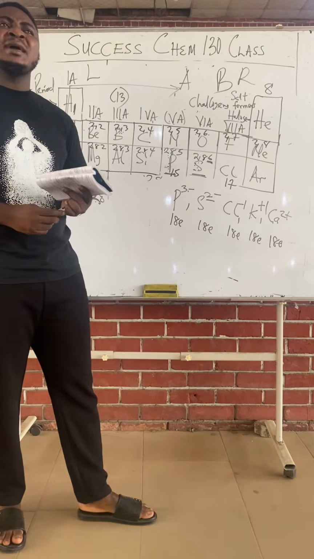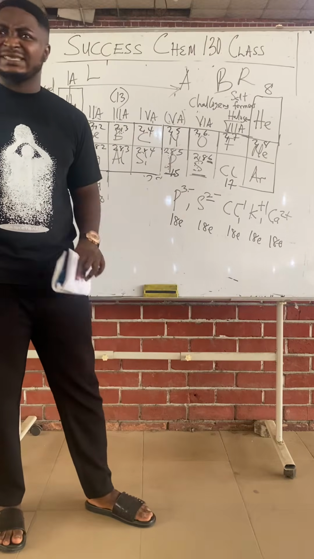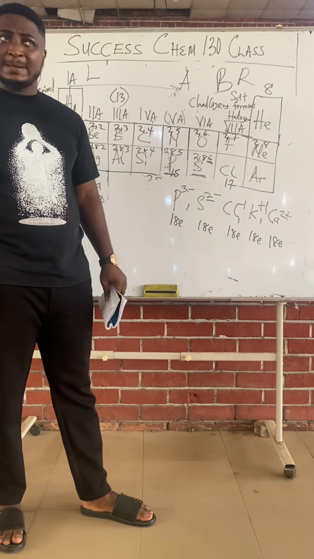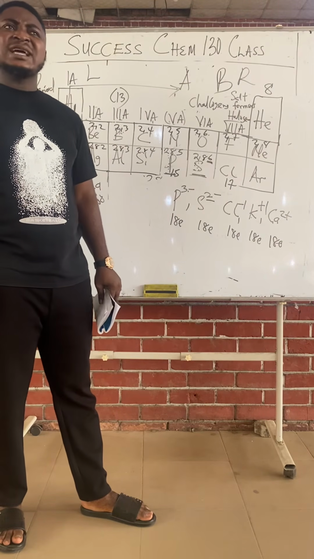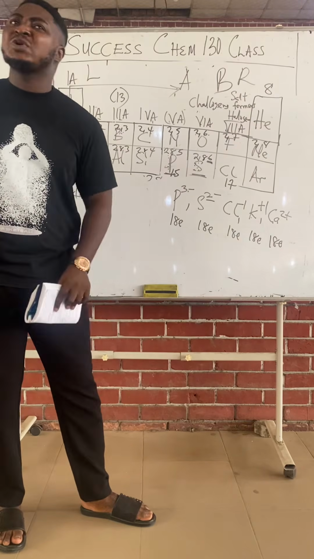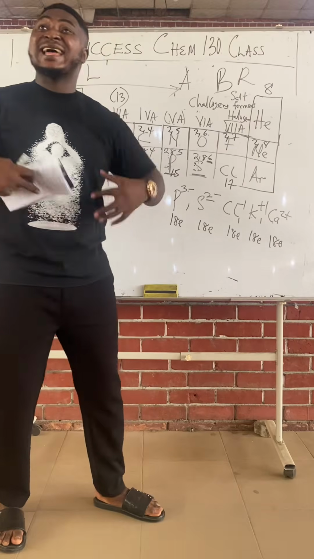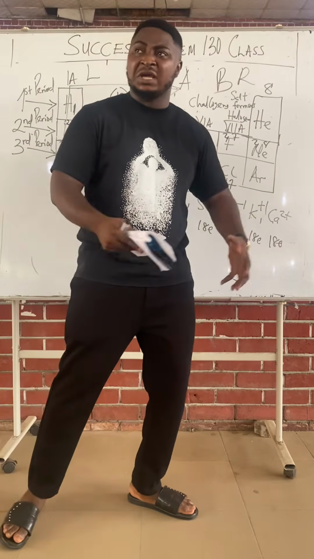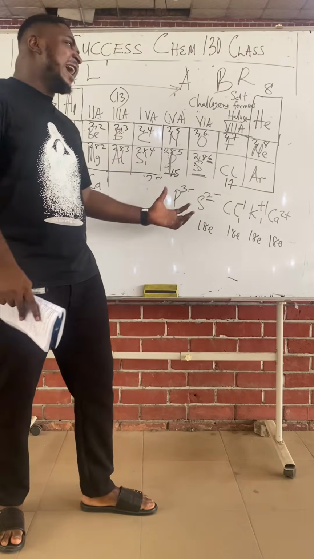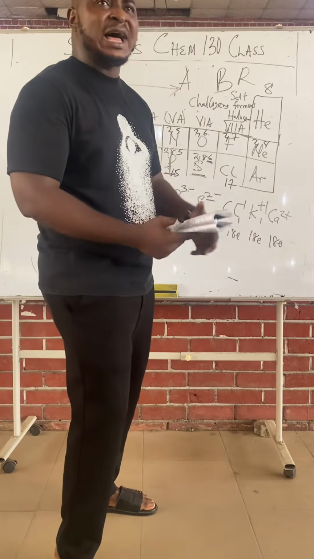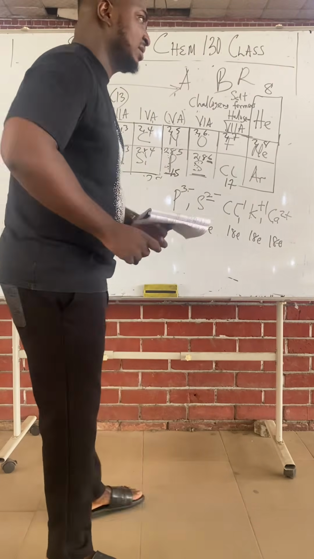So we need another way. How do we now know who is bigger in size? Class, the atomic number is inversely proportional to the size, or the size is inversely proportional to the atomic number. Those that have a bigger atomic number will have a smaller size.